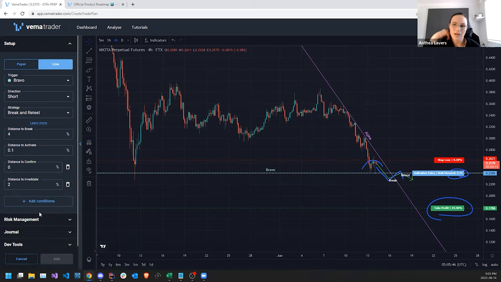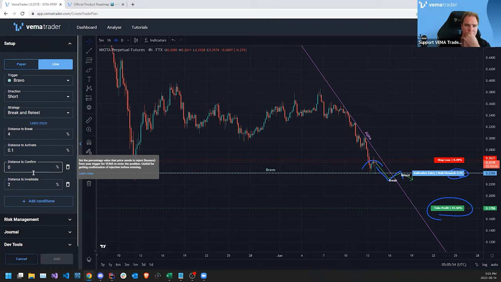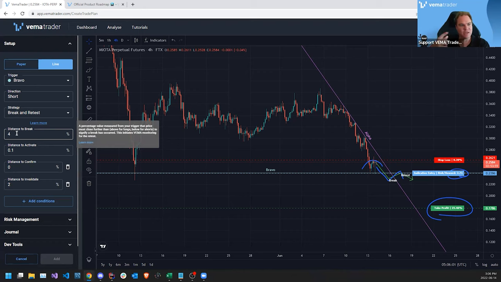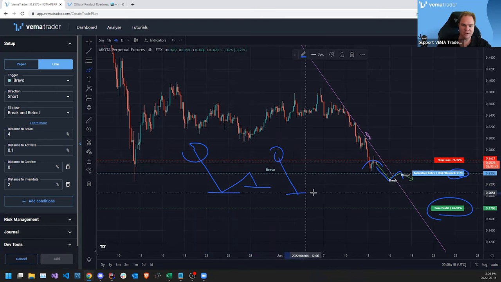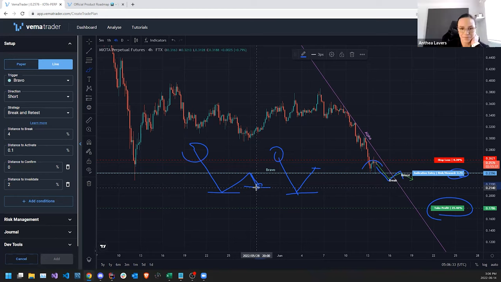So could you technically put your distance to invalidate and your stop loss at the same percentage? Yeah, absolutely. The invalidate is only there from a break to entry. The life cycle of a trade is: price is above Bravo, we break Bravo, we've gone far enough past it, and now invalidation comes into play. Either it's going to hit here and bounce and I'm going to get the entry, or it's going to come down, break it, and get invalidated. As soon as you get your entry, like on this one here, invalidation doesn't exist anymore. Invalidation is, should I take the entry or not? Yeah. Okay.